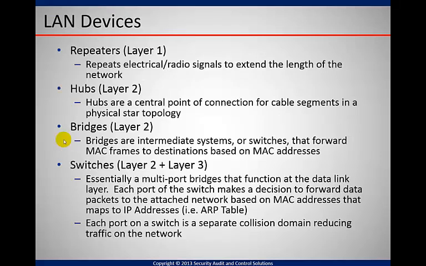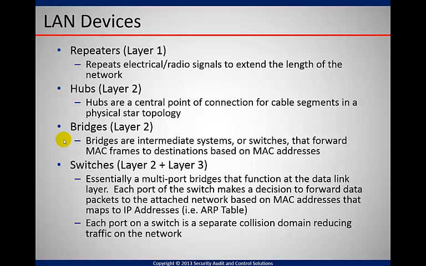LAN devices: we have repeaters at layer 1, which repeat the electrical or radio signal to extend the length of the network. We've got hubs and bridges at layer 2. Hubs are a central point of connection for cable segments in a physical star topology. Bridges are intermediate systems or switches that forward MAC frames to the destination based on MAC addresses.